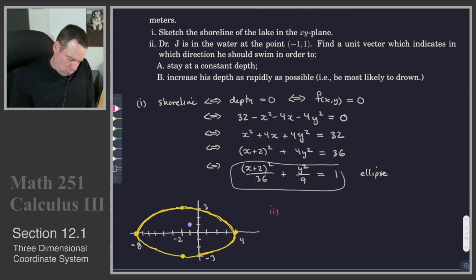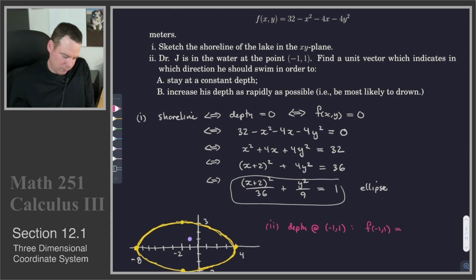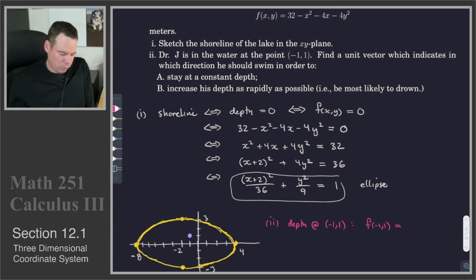So this is part 2. What is the depth at point (-1, 1)? Well, if we plug that into our expression up above, we get 32 minus 1, that's 31, and then we get a plus 4 and a minus 4, so we basically get a value of 31. So at that point, the depth is 31.